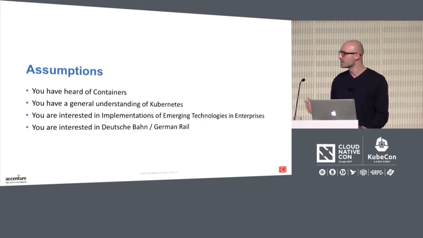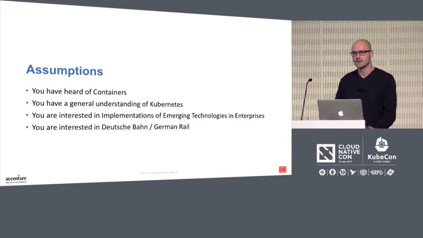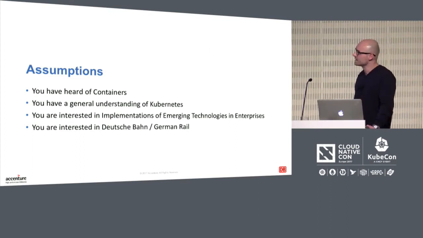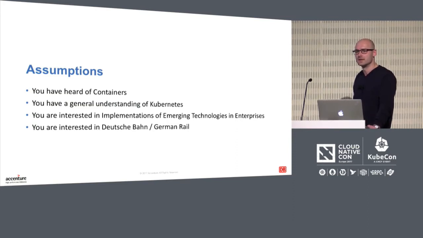And so for this talk, I made a couple of assumptions. So everybody who's here, I think, falls more or less, hopefully, in these categories. I think everybody here should have a basic understanding of Kubernetes and have heard of containers already. The next thing is you might be here because you're interested in implementations of emerging technologies in enterprises, because Kubernetes is still a maturing platform, and delivering a project with Kubernetes might be of interest to some of you. Or you're just plainly interested in what Deutsche Bahn or German Rail is doing, because in Germany, public transport is actually quite important. So there are many people who are just interested in what German Rail is doing.